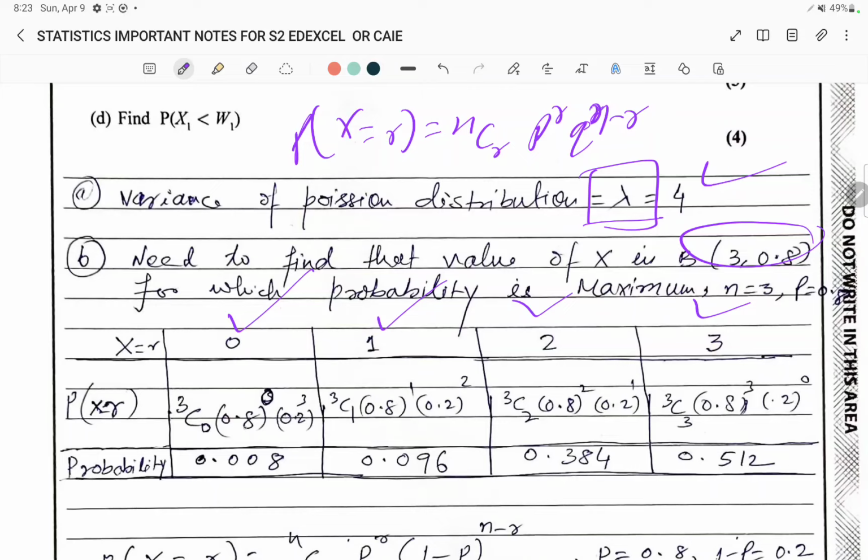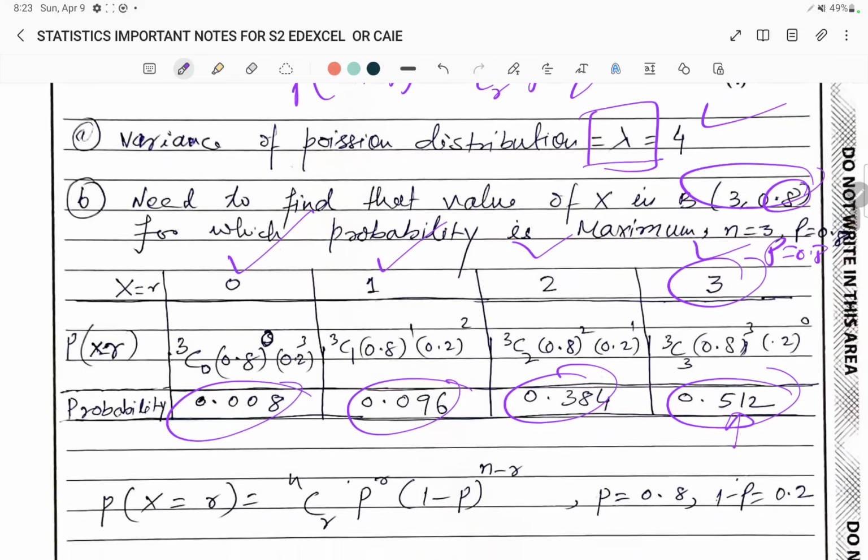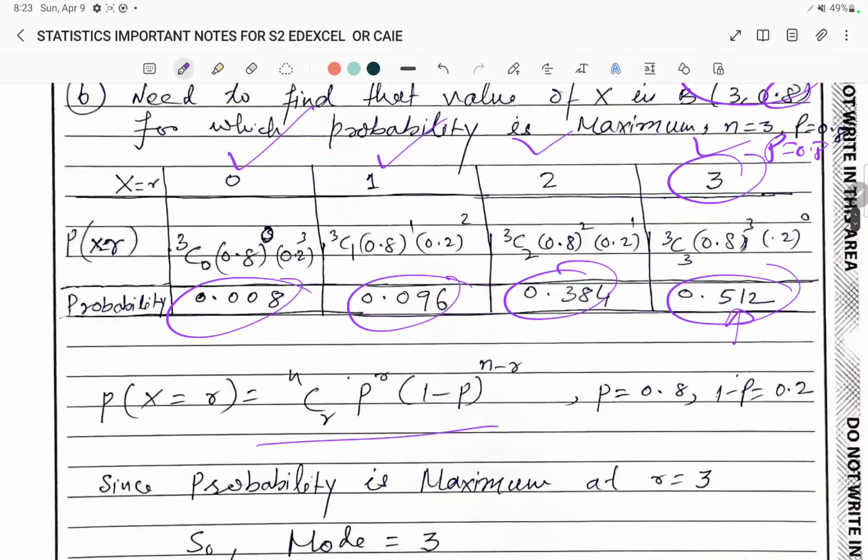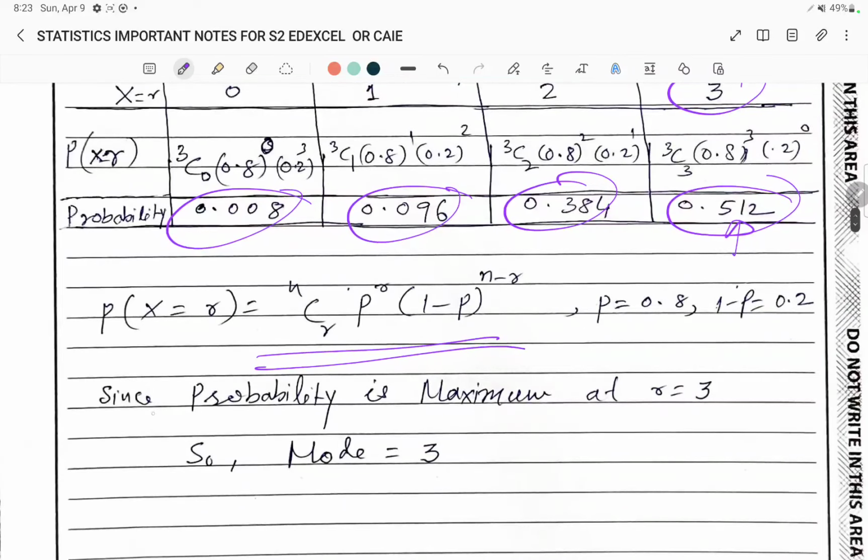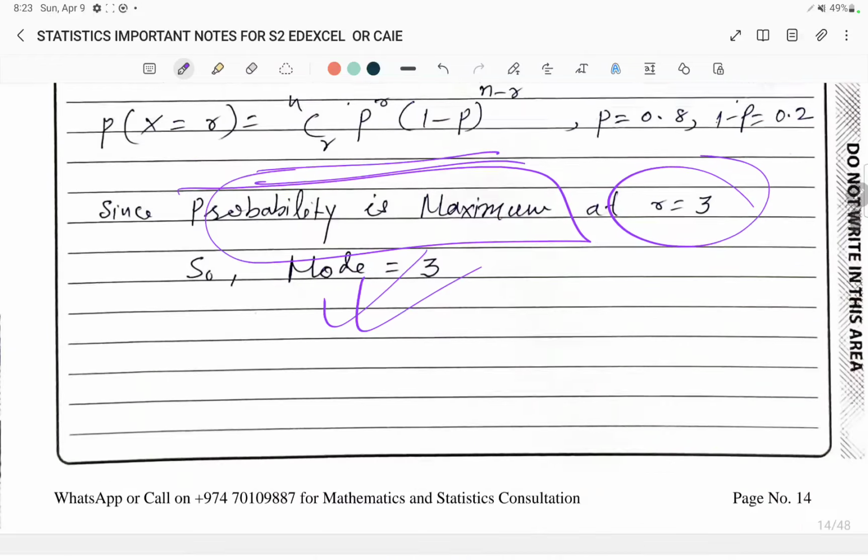So here r is 0, p is 0.8. This is given. So p is 0.8 to the power 0 and q will be 0.2 to the power 3. Similarly, just put in all this information and get the probabilities. So now the maximum probability I'm finding is this one, 0.512, and it is for x equals 3. So the probability is a maximum when r is 3, so the mode will be 3.